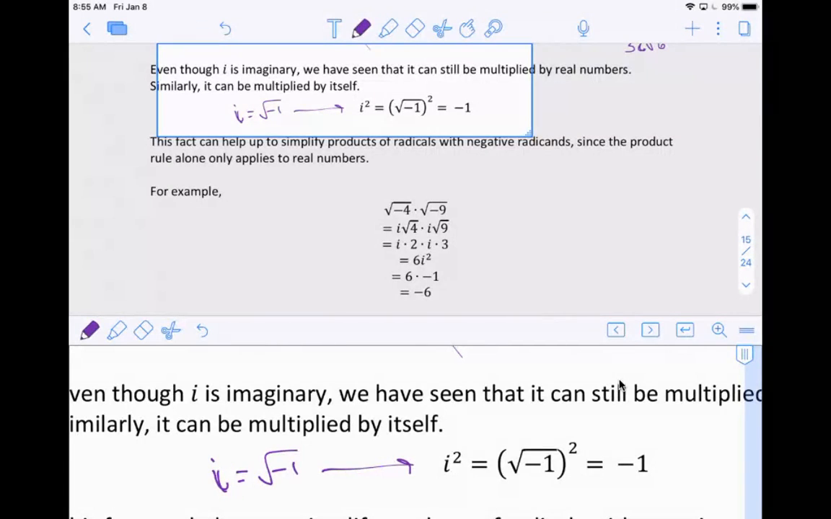Then this is where i is really important. i is a thing that doesn't exist. It's not a real number. But when we apply a rule to it, it becomes a real number. And that is something that needed to happen, and that is why we brought about i in general.